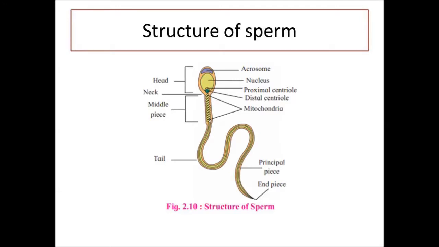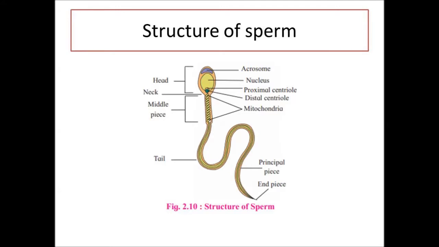Middle piece. This middle piece has an axial filament which is surrounded by 10 to 14 spiral turns of mitochondria. These mitochondria produce the energy which is necessary for the movement of sperm. This is the very important function of the middle piece. In the middle piece, there is a presence of mitochondria, producing the energy required for the movement of the sperm.